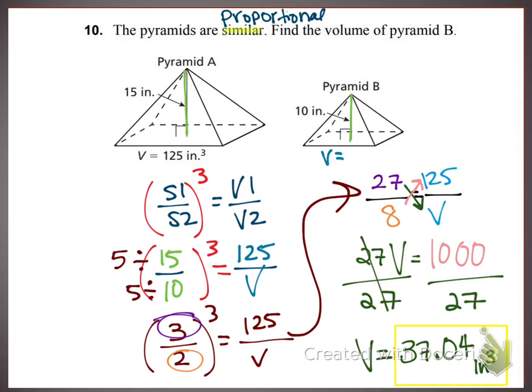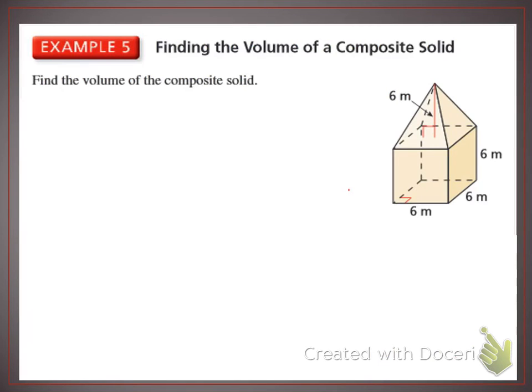Are there any questions on similar pyramids? Okay, we're going to do one more. We're going to find the volume of the composite solid. There are 2 shapes, correct? Are the shapes being combined together, or are they being subtracted from each other? They're being combined.